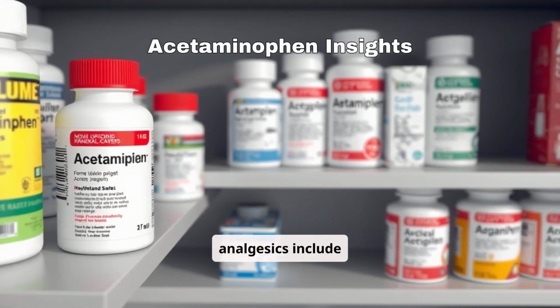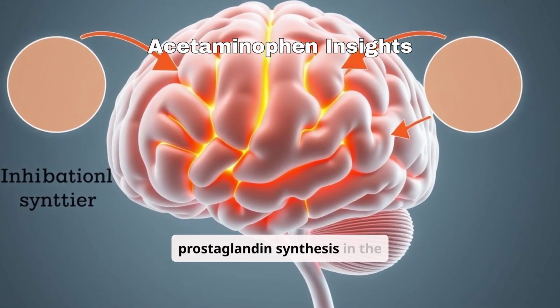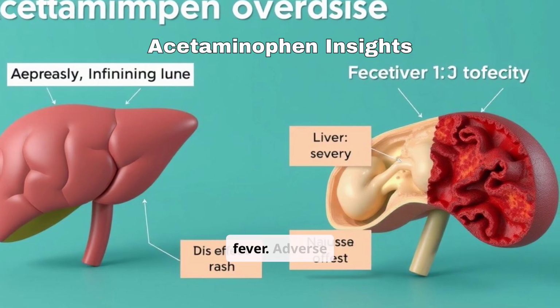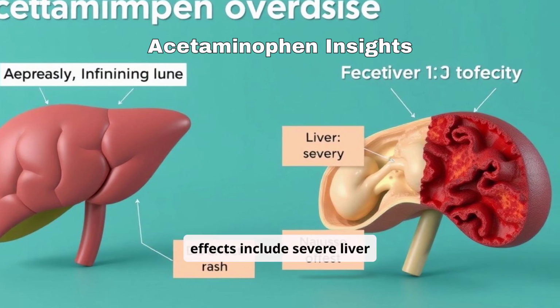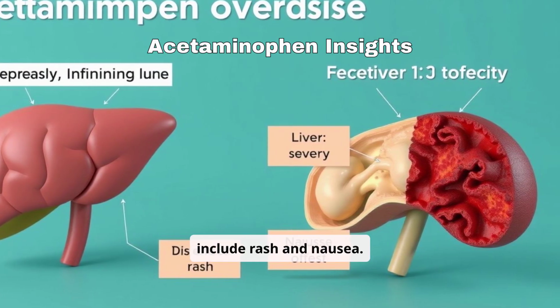Non-opioid analgesics include acetaminophen. This medication inhibits prostaglandin synthesis in the CNS, primarily relieving pain and fever. Adverse effects include severe liver toxicity and overdose, while side effects include rash and nausea.